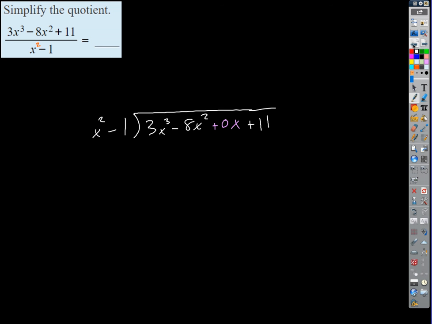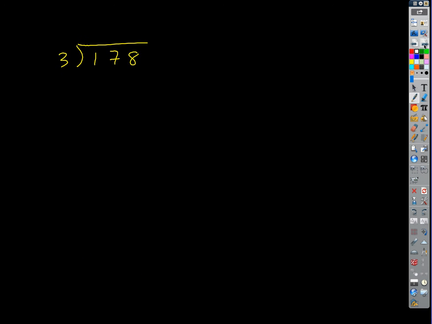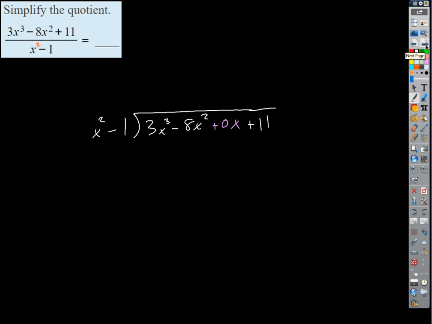Now think what we did next. We wanted to figure out how far we have to go over for the 108 to divide in more than once, right? But less than 10 times, okay? So here, what's that mean? Well, we're just going to look at the leading term. x squared will divide evenly into 3x cubed, won't it? How many times? 3x. Yeah.